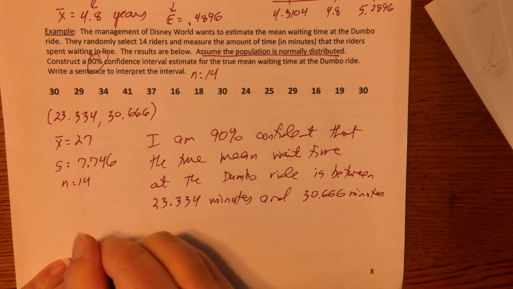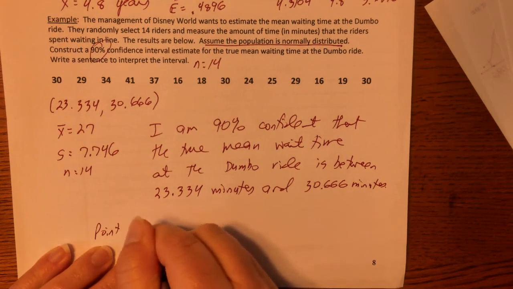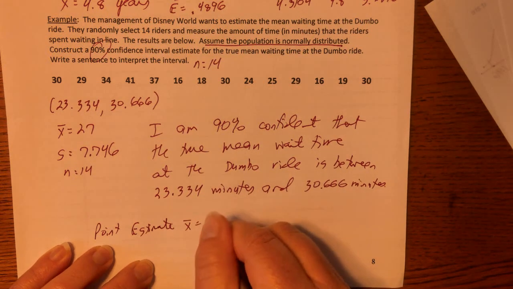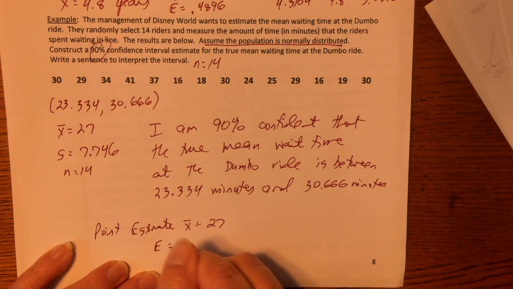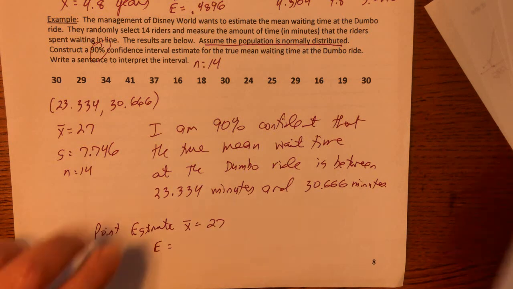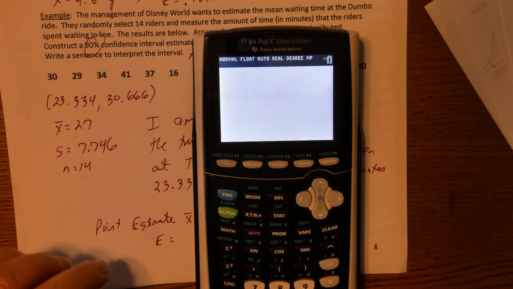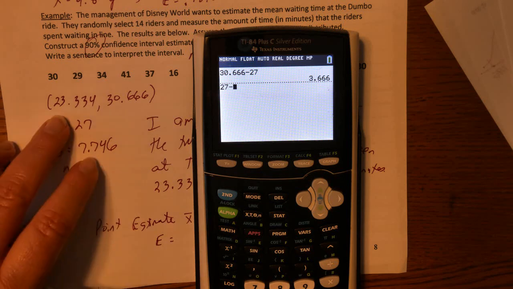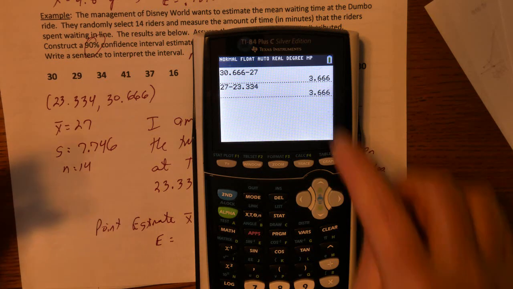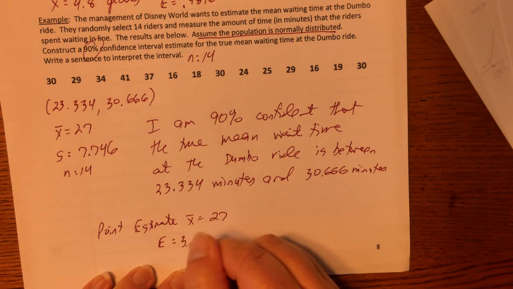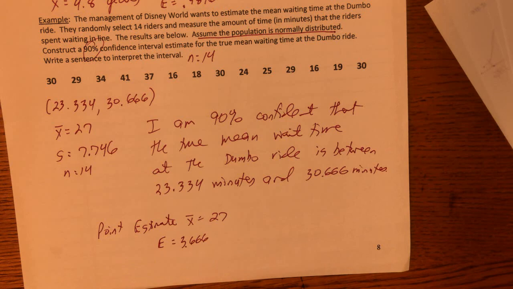If they had asked for a point estimate, remember if you're working with means, then your point estimate is an X bar, so it would have been 27. And if they had asked for a margin of error, then we could do 30.666 minus the 27, or 27 minus the 23.334. Either way, our margin of error would be about 3.6 minutes. All right, so hopefully that helps you know how to work confidence interval problems with means as opposed to proportions like we did in 9.1.